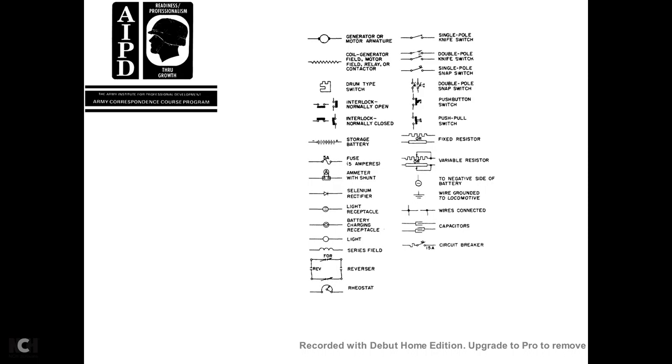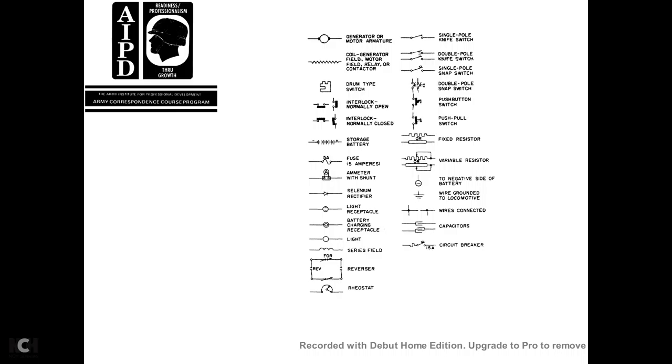All right, from the top down, on the left column, and then we'll go to the top right column. Generator, motor armature, the cooling generator field, motor field, relay, and contactor is a zigzag. The drum type looks a bit like a key, like a puzzle piece. The interlock normally open and interlock normally closed look like a switch, but with a butted plate. The plus and negative with dashed lines in between stands for a storage battery.